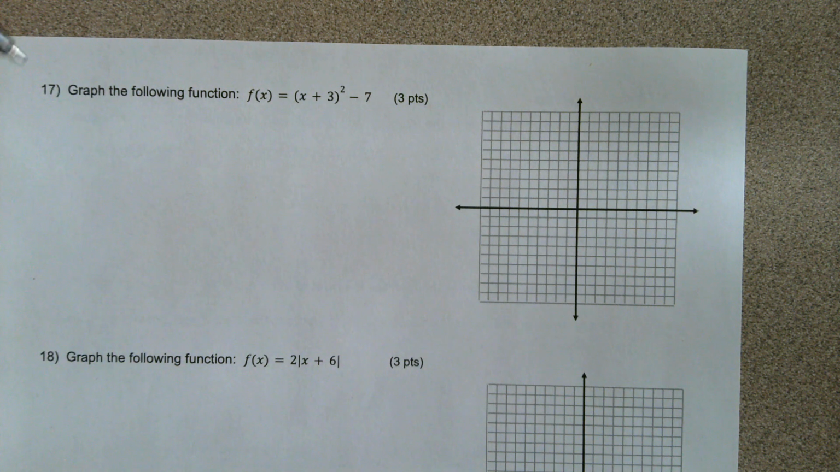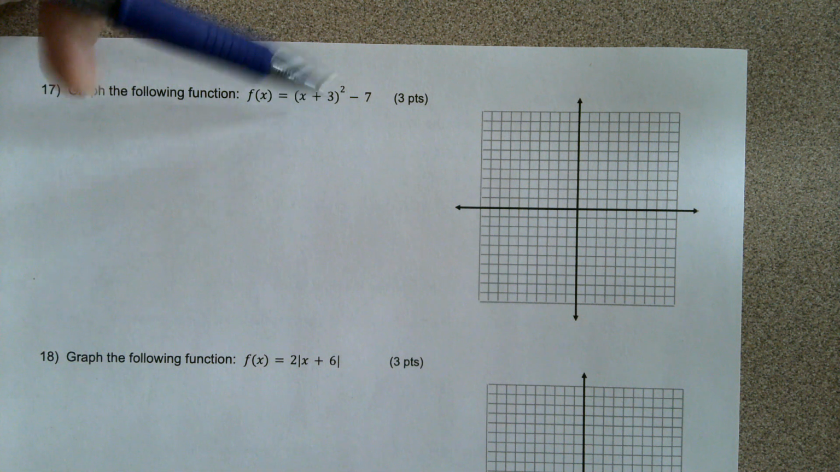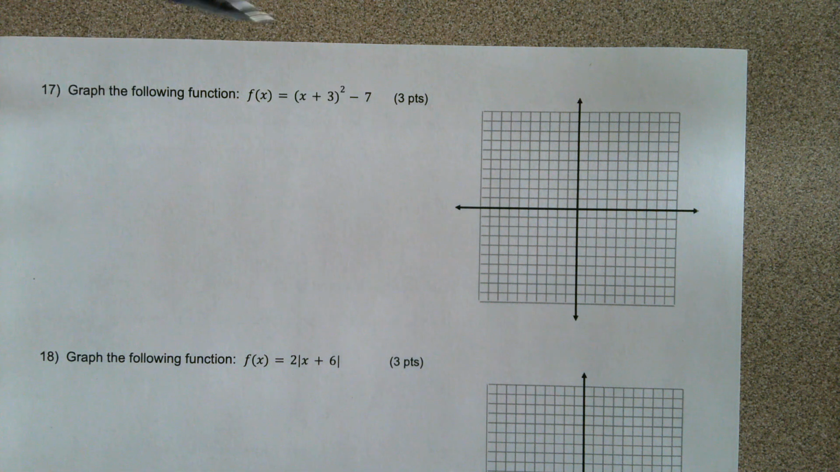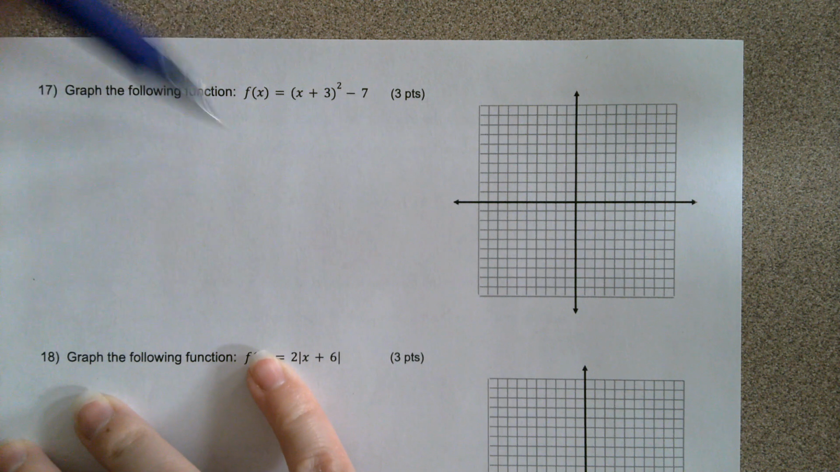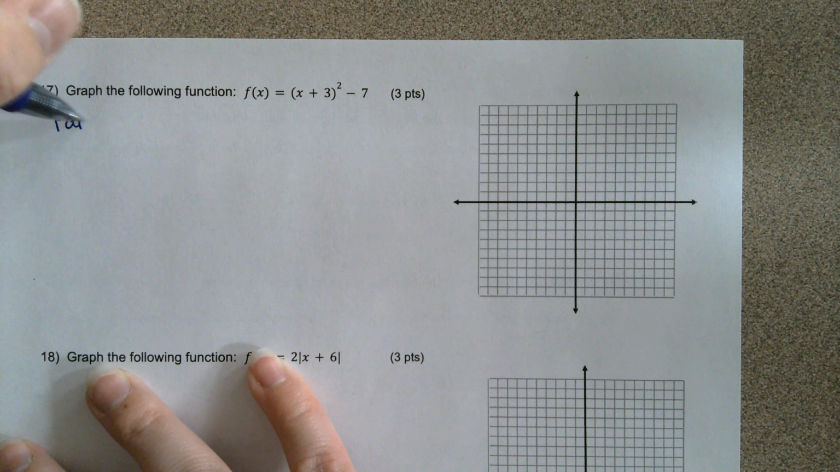New type of problem: graph the following function. f of x equals (x plus 3) squared minus 7. Here we don't need to pull out all of the pieces we were just looking at. We can focus on other parts of the equation. When you're doing this, you want to think about a few things. You want to think about the parent graph.